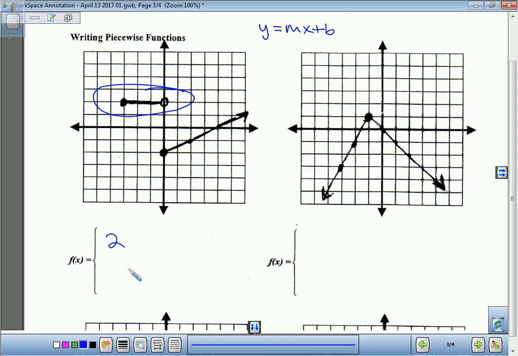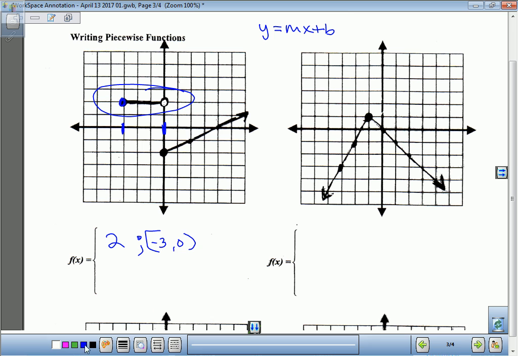Now, it's not continuous. It doesn't go forever left and forever right. So, now we have to write the constraint. It goes from an x value of right here to an x value right there, doesn't it? So it goes from -3 to 0. Now, we can include the -3 because it's a closed dot, and we cannot include the 0 because it's open.